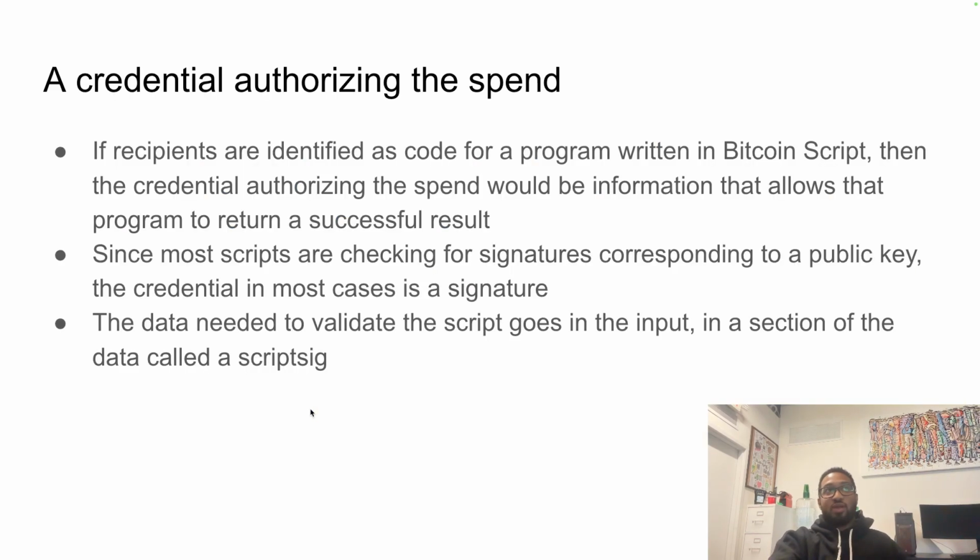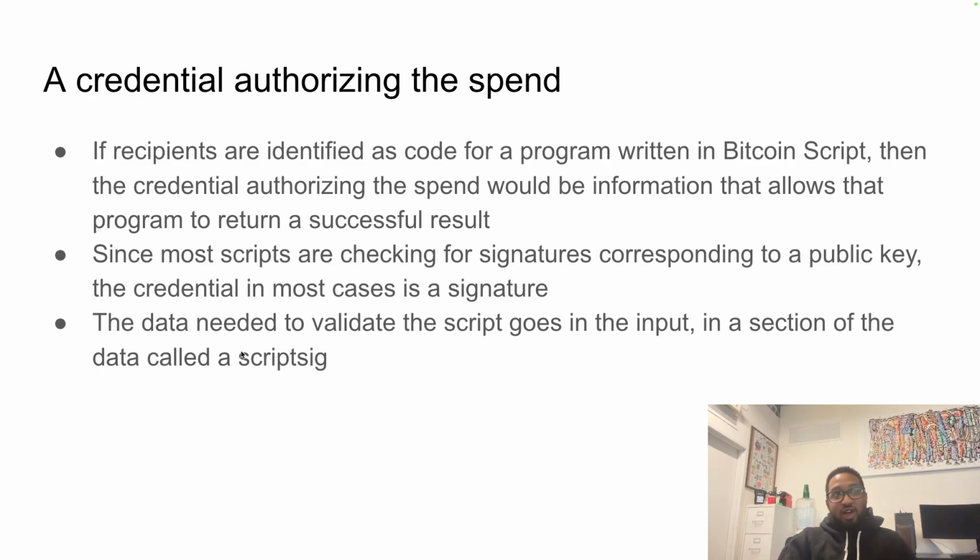So now we can go into our credential authorizing the spend. If recipients are identified as code for a program written in Bitcoin script, then the credential authorizing the spend would be information that allows that program to return a successful result, right? So since most scripts are checking for signatures corresponding to a public key that was set in the program, the credential in most cases is a signature. That's how I can prove that I own an output from a transaction with a certain program that's asking for a signature. I give that signature.